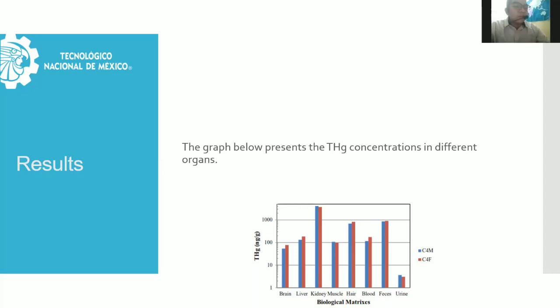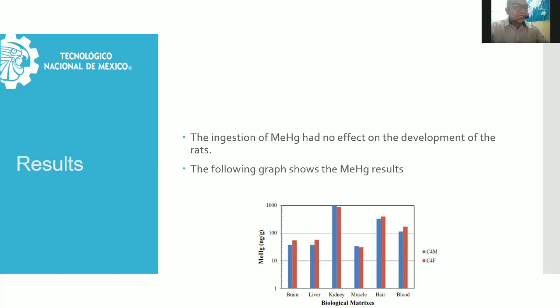Then we go to the graph of methyl mercury to see if there is any difference with respect to the other graph. Methyl mercury had no visible effects on the development of the rats, and we see that the absorption is quite similar, with the kidney as the area with the highest accumulation, followed by the hair, and the brain being one of the least contaminated by this substance.